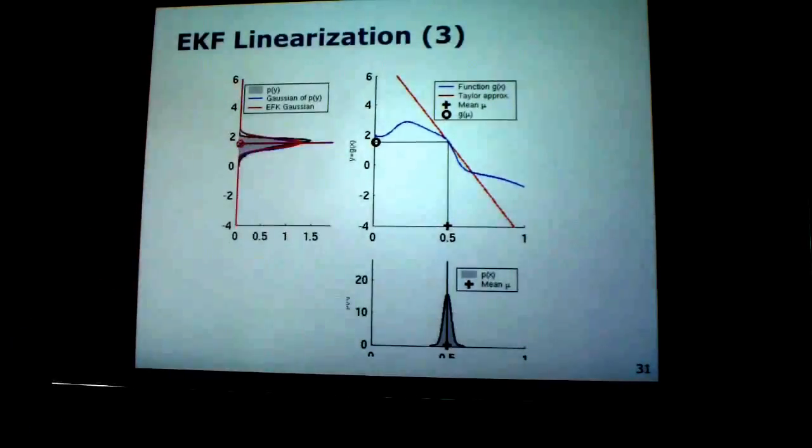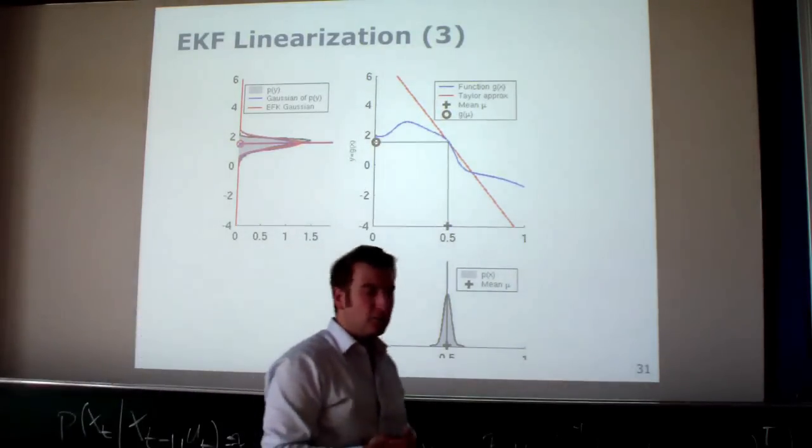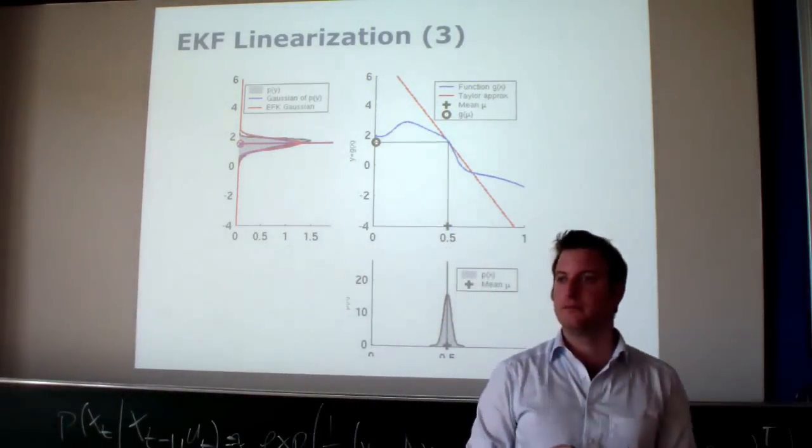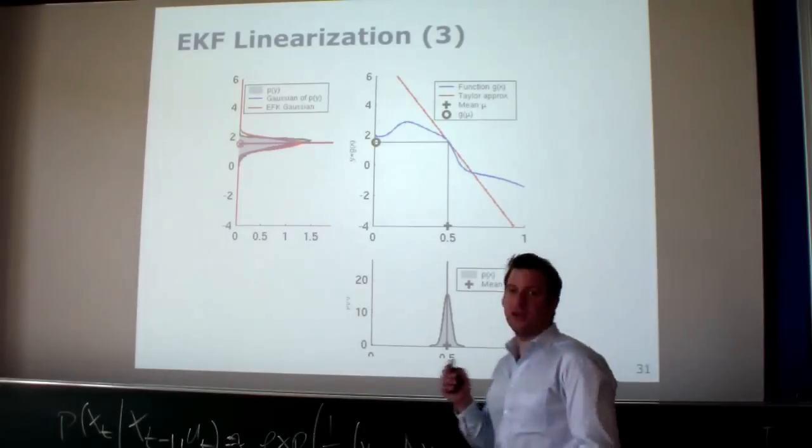Okay, here was one example where I have a quite peaked distribution over here, transformed through the same function. Then you can see that the mean of the Gaussian estimate here, the red and the blue curve, are pretty similar. Okay, so how does this change the Kalman filter?